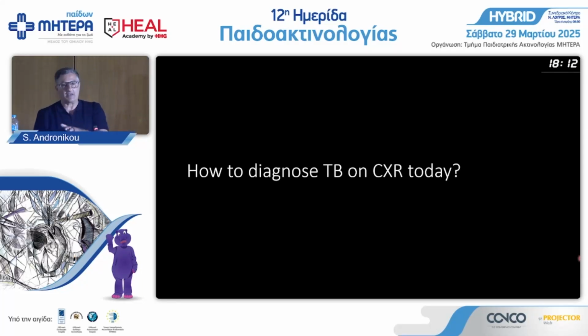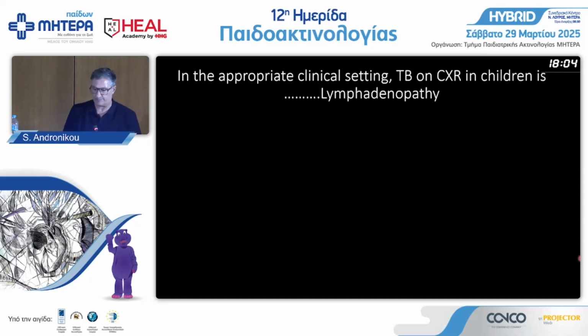So how do you diagnose TB on a chest X-ray with confidence? That's the part I can show you today. You know, otherwise, please use your CAT scanner and your MRI scanner. So let's say in the appropriate clinical setting, okay, TB on chest X-ray in children is lymphadenopathy. And that's the problem with the AI tools they show you. They pick up things in the parenchyma, and they keep looking for things in the parenchyma. And that's not really what pediatric TB is. They're supposed to be looking for things on the contour of the mediastinum.